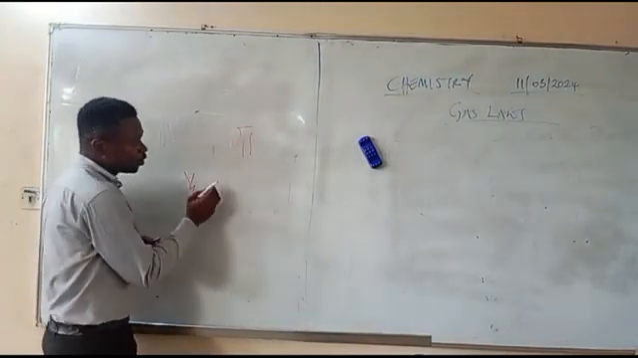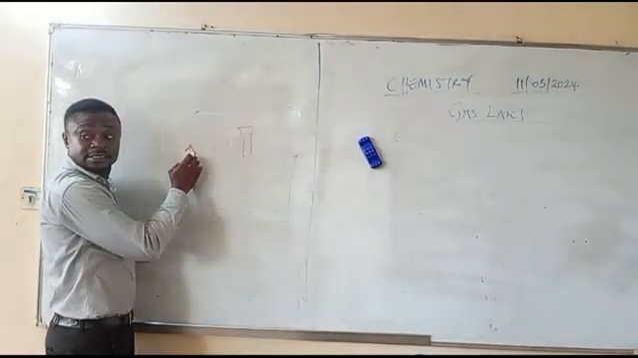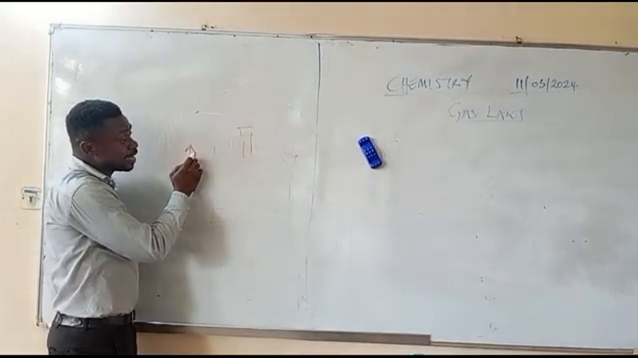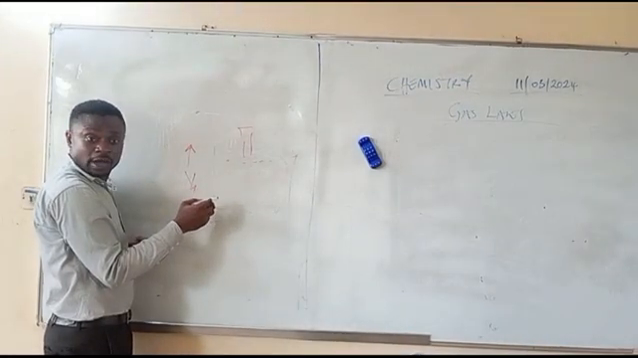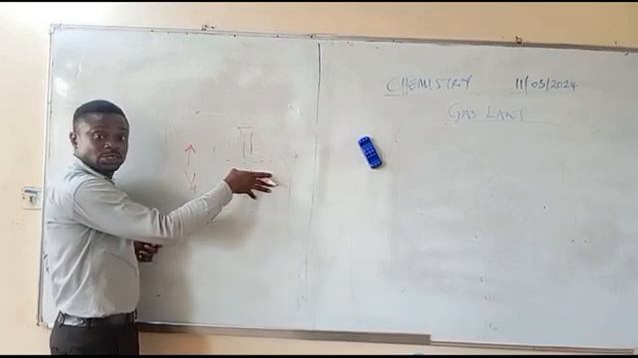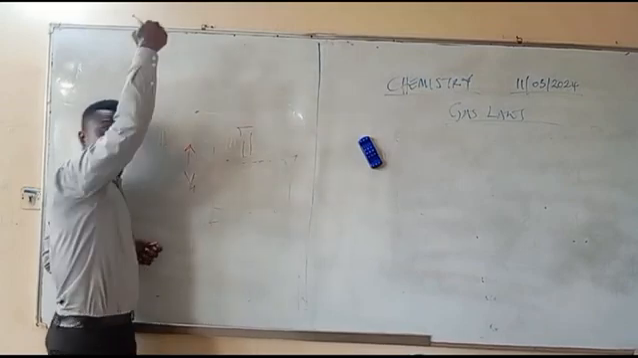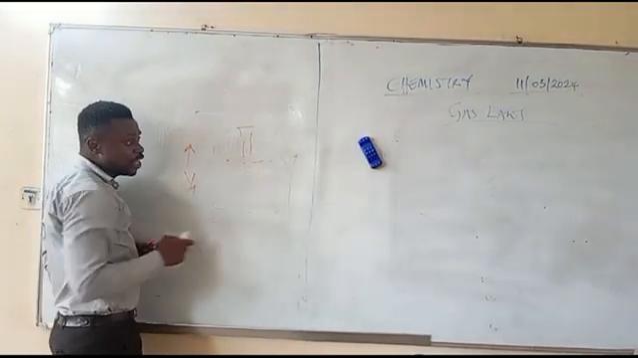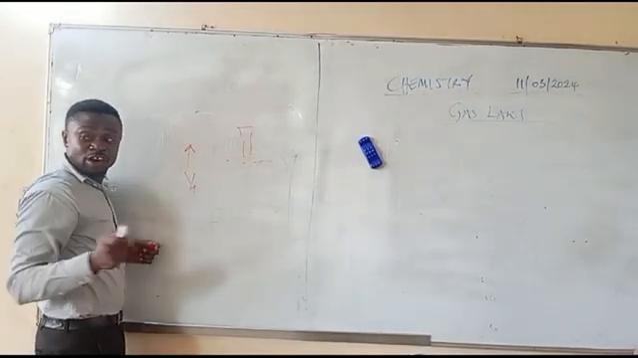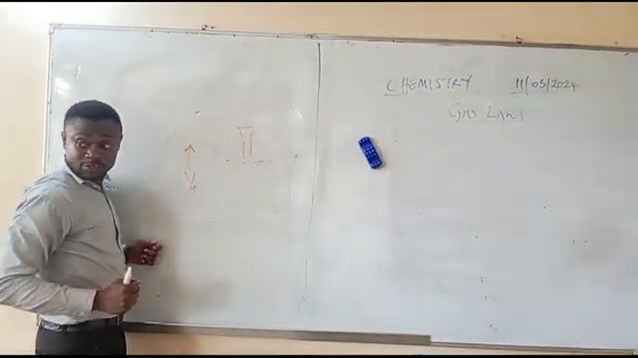So this is V1, and if you move it up, you are increasing the volume, right? The volume will do what? Increase, right? And the pressure here is reduced. As you increase the volume by pulling it up, the pressure will do what? Reduce, because the number of collisions on the walls has decreased.